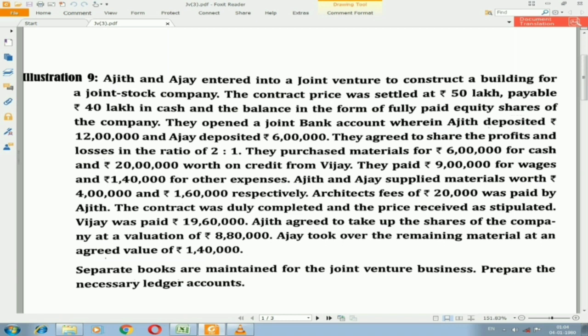In this also, we are supposed to record in the creditors account. But in the illustration, they have already given the name. They have purchased from Vijay, so Vijay is the creditor. We need to record that entry in the name of Vijay's creditors account. And also, we need to prepare the Vijay account because we need to transfer the money to the bank account. As they have paid some money at the end of the contract, we are supposed to prepare one more account, that is Vijay account. So after preparing the joint venture account and then the equity shares account, we need to prepare the Vijay account. So let us start with the solution.